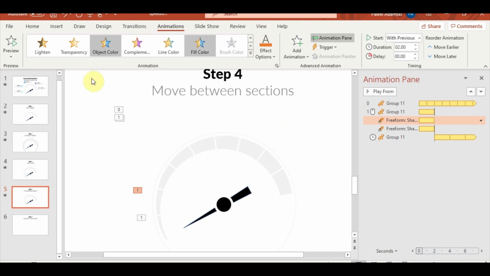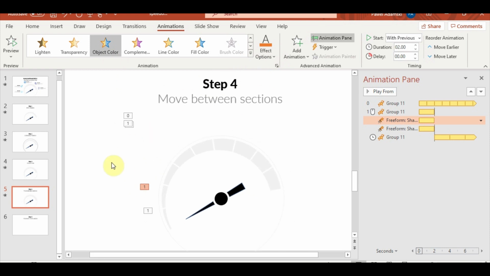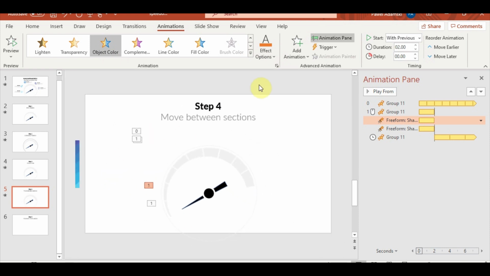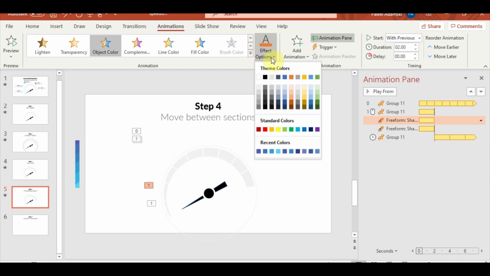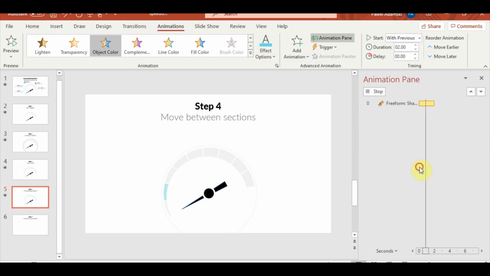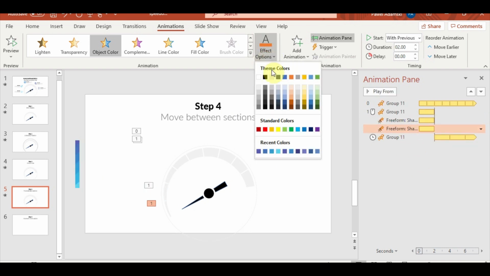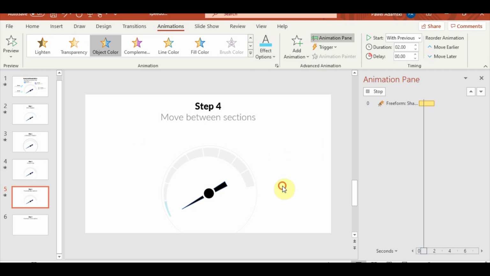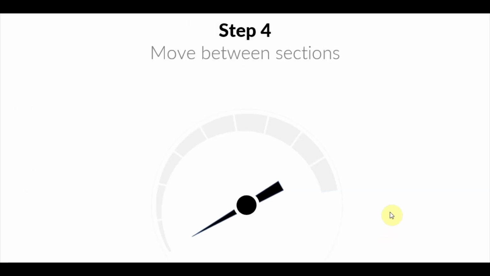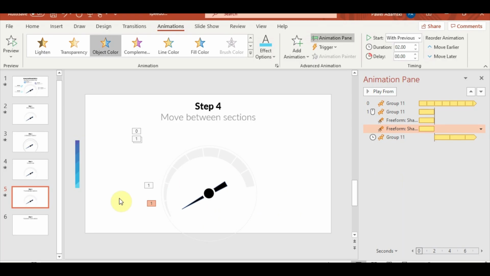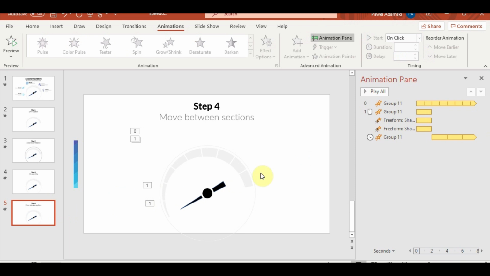Now you can change the color of your animation to what you want. By default, it's orange for me because of the color palette I have, but I will change it to bluish. I'm going to make the change for both of the objects. Let's see how it looks like now. I click, there we go, and it bounces. The next thing I want to do is to move the needle from section 1 to section 2.